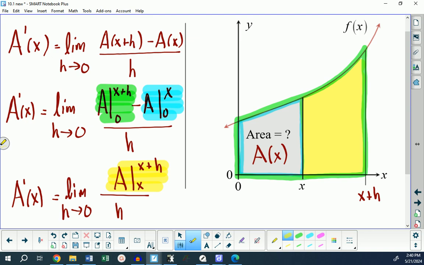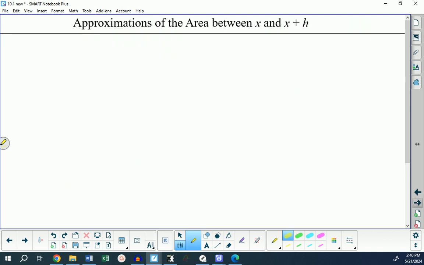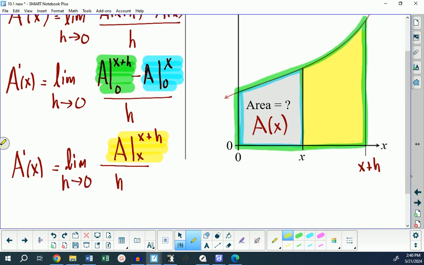And this is where we look at the bottom of your handout. And I have 2 diagrams. They're under the heading, approximations of the area between x and x plus h. So let's not worry about what the precise area is. We're trying to find out what this area from x to x plus h is so we can put it in here and see what happens. Okay? And again, it seems really weird because we don't even know the function.